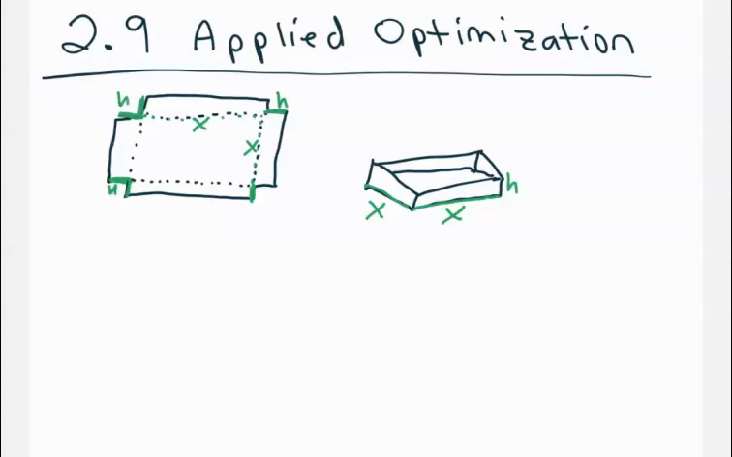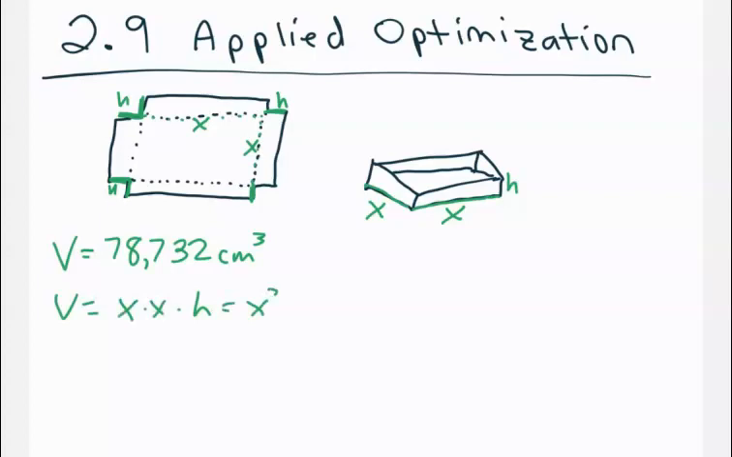Okay, so then if we're thinking about, they tell us what the volume needs to be. They say the volume, so it has to hold a certain amount. So 78,000-ish cubic centimeters. Think about how you get volume. Volume is length times width times height. But in ours, our length and width, we call them both x, and the height we called h. So it's like x times x times h, or x squared h. Length times width times height. And so we know that that is equal to 78,732.